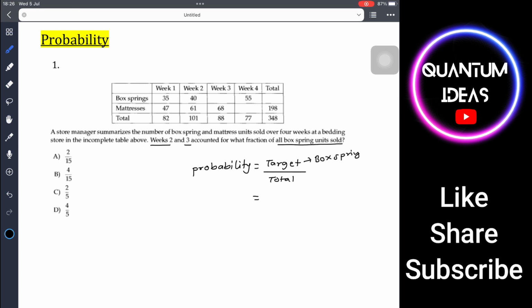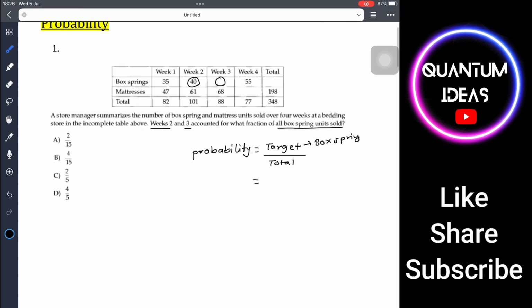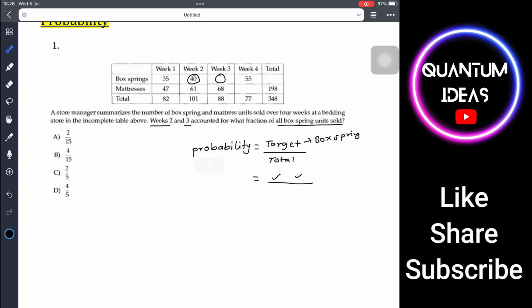So here is week 2 and here is week 3. So we have to add the number of box springs in week 2 and week 3 and divide by the total number of all box springs sold, which is here. Okay, so we first have to find the number of units sold in week 3 and the total number of box springs sold in all 4 weeks. Then we have to find the probability. So let me find that first.